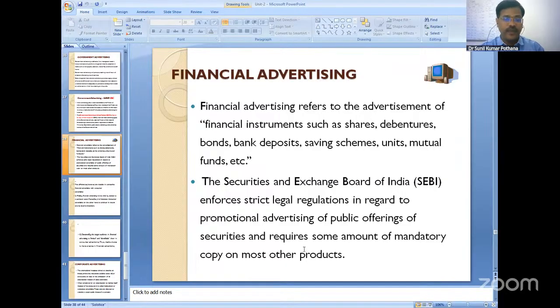Financial advertising refers to the advertisement of financial instruments such as shares, bonds, bank deposits, savings schemes, mutual funds, etc. The Securities and Exchange Board of India, in general we call it SEBI, enforces strict legal regulations in regard to promotional advertising of public offerings of securities and requires some amount of mandatory copy on most other products.